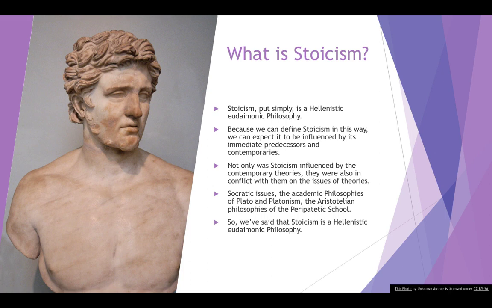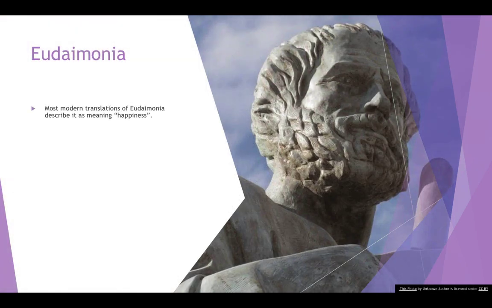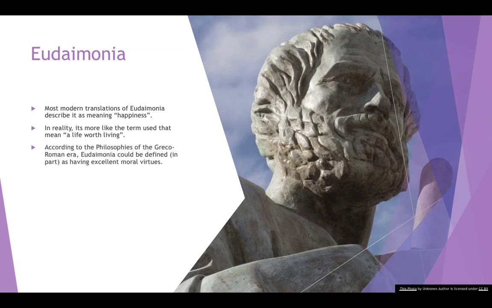So we've said that Stoicism is a Hellenistic eudaimonic philosophy, but what do we really mean by this? When we come to talk about eudaimonia itself, most modern translations describe its meaning as happiness. In reality, the term eudaimonia roughly translates to a life worth living. And according to the philosophies of the Greco-Roman era, eudaimonia can be defined in part by having so-called excellent values and excellent virtues.